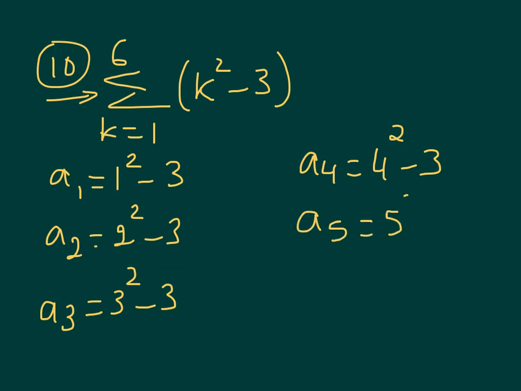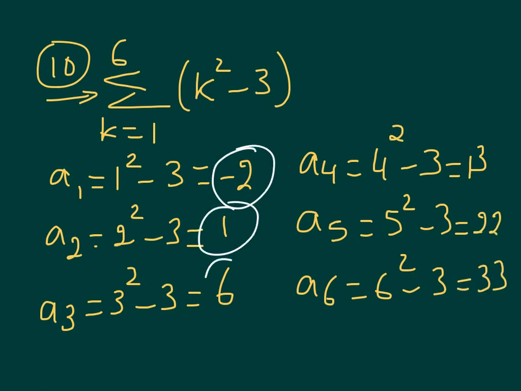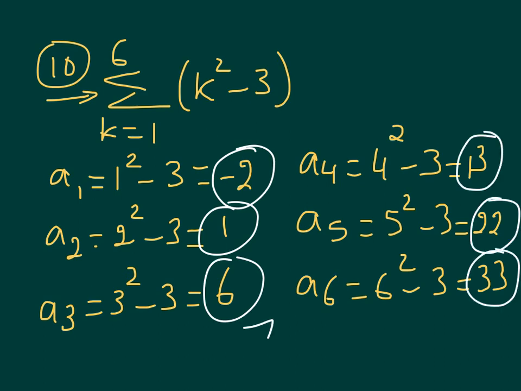That will be 5 squared minus 3. And a6 will be 6 squared minus 3. If you add them all up, you will get this one is equal to -2, this is 1, this is 6, this is 13, this is going to be 22, this is going to be 33. Now your job is to go ahead and add them all up. If you add these terms in that sequence, you will get a grand total of 73.